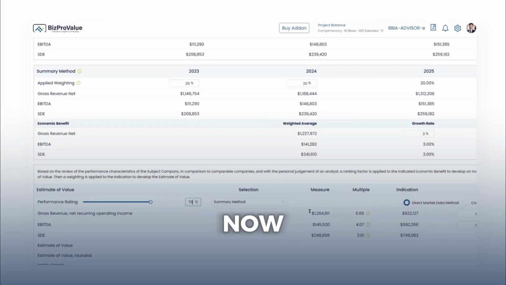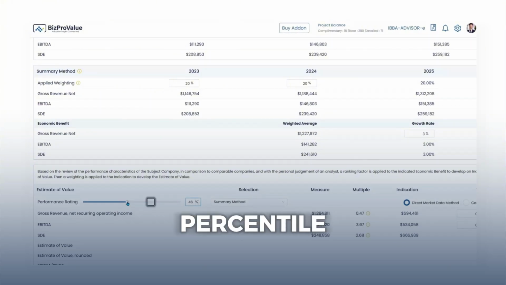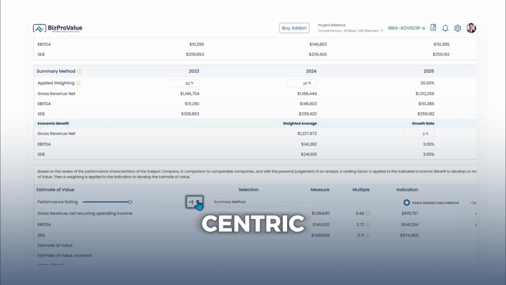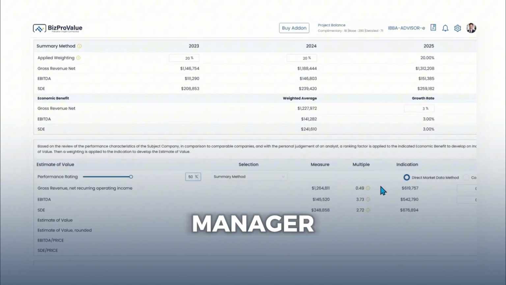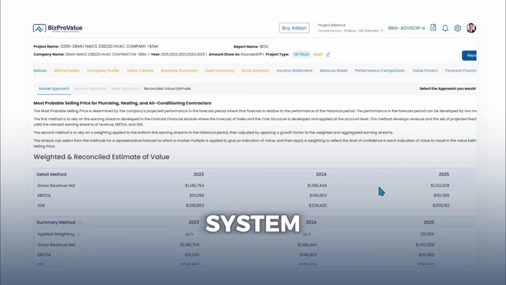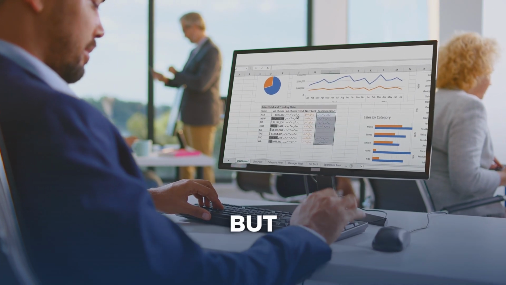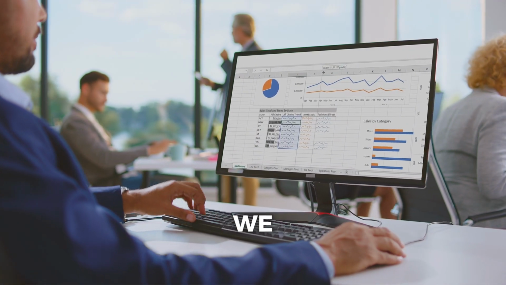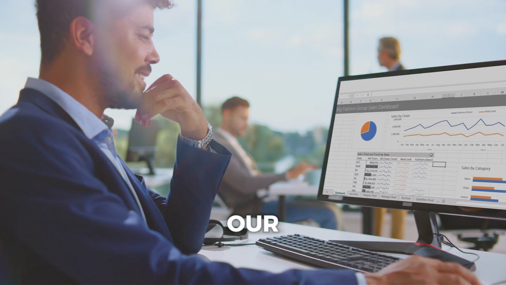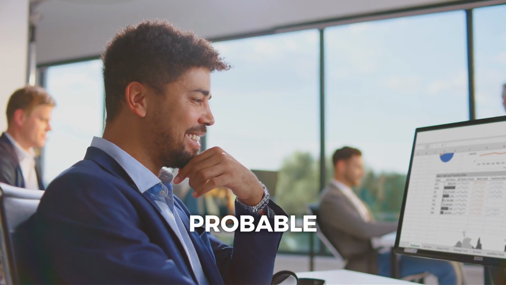749,000. And now let's put it at this 50th percentile based on our judgment because of that owner-centric, 676,000, $75,000 difference. Costs a lot of money to be a hands-on manager. You make a lot of money if you have a system that can survive that owner. That's the tension that we can solve by investigating the company, not only its financial performance, but also the operating activities where we develop our understanding and we can apply our judgment and develop that most probable selling price.